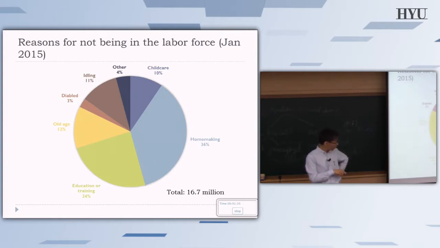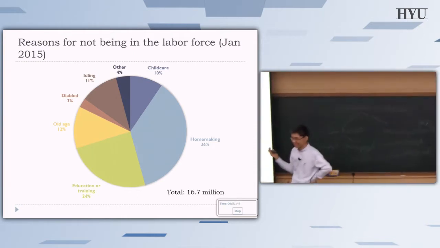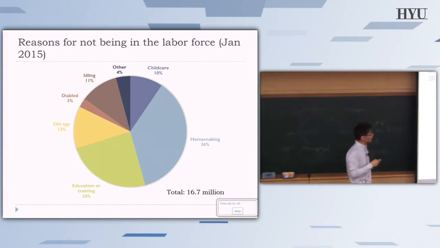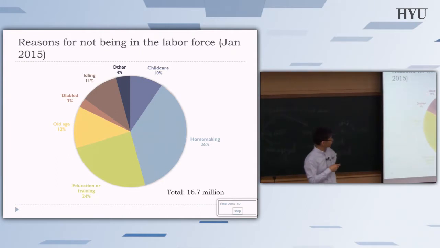See, total not in the labor force is 16.7 million. So 11% means that it's close to 2 million. So about 2 million Koreans spend every day doing nothing. Think about it. Actually, there are lots of discussions about this group of people, especially among young people.